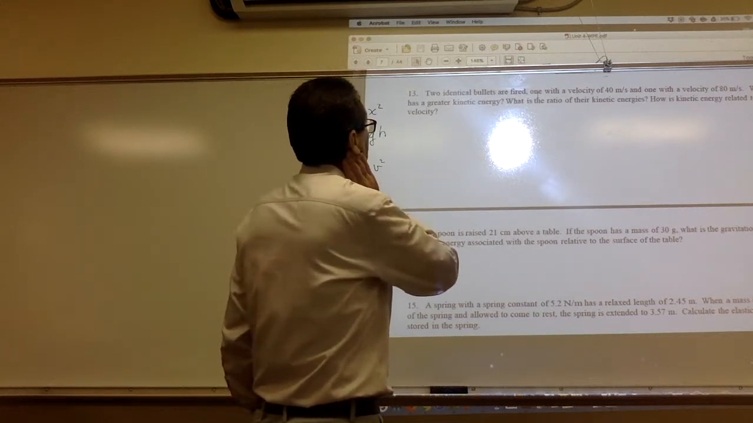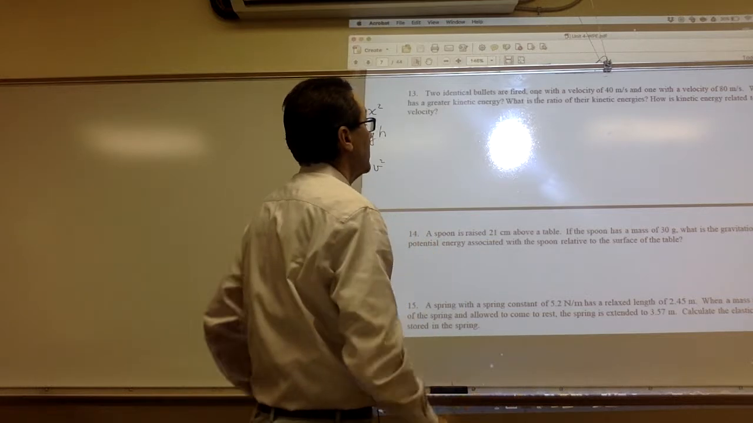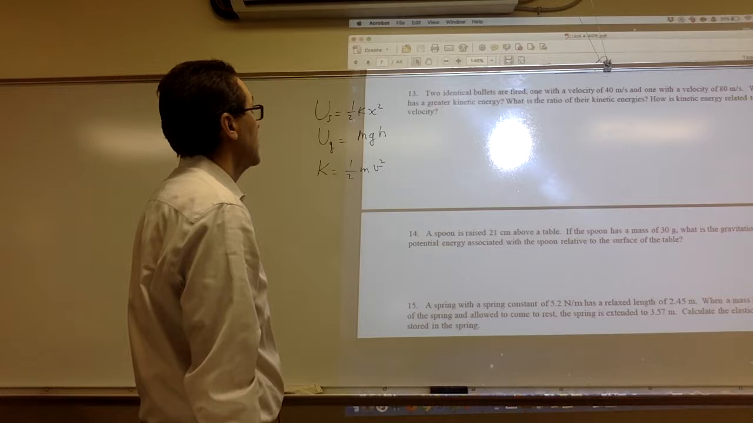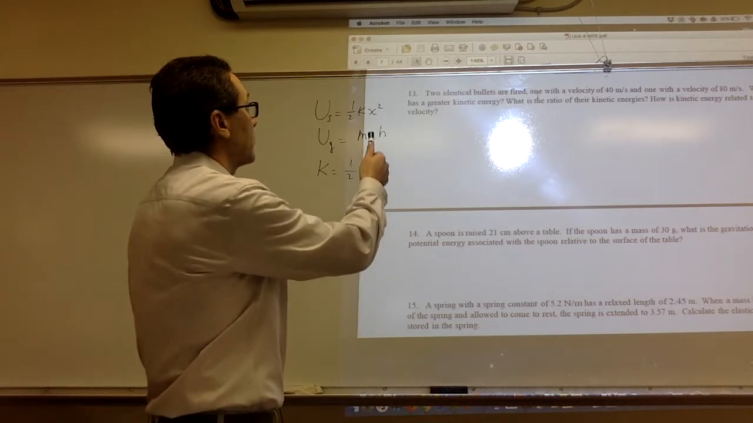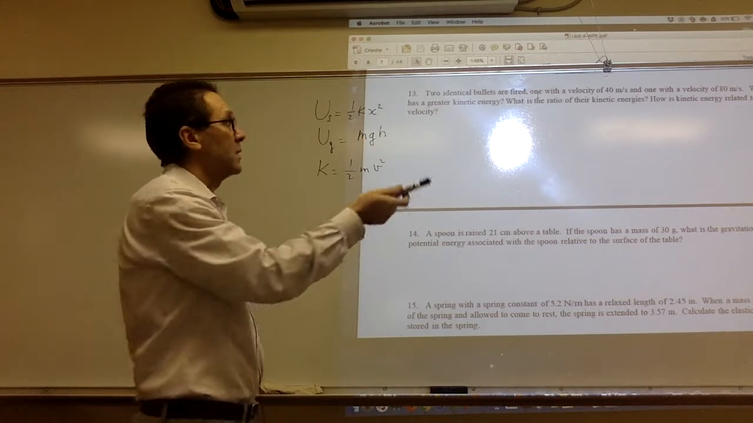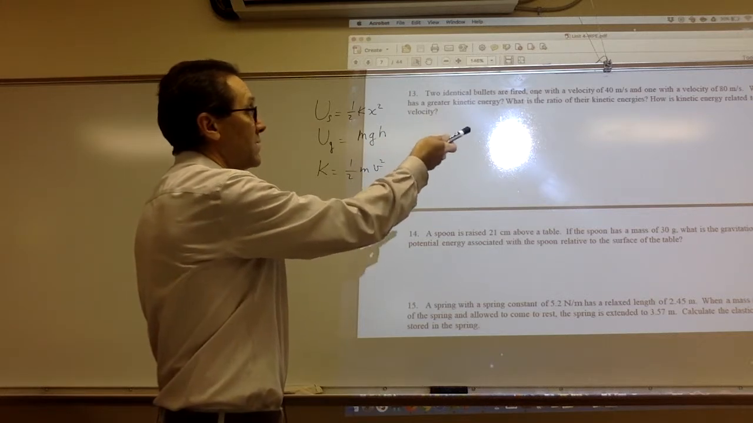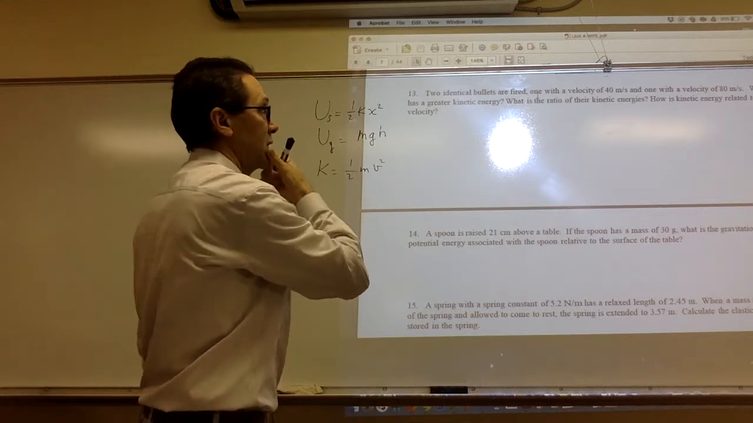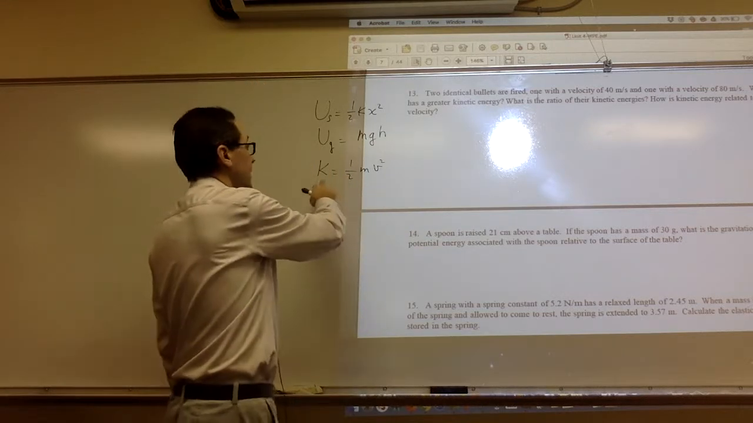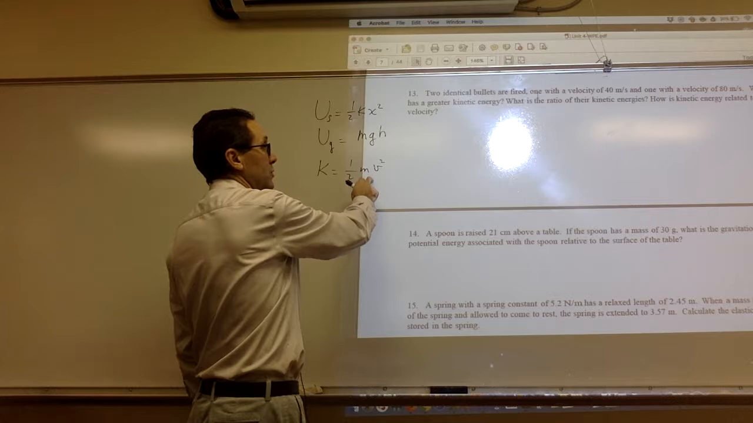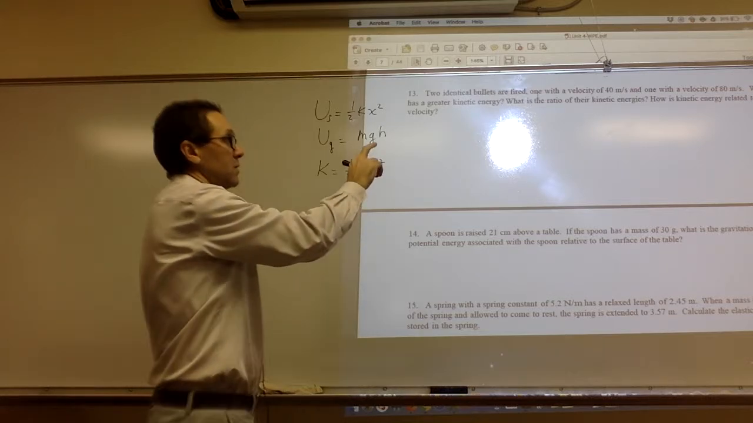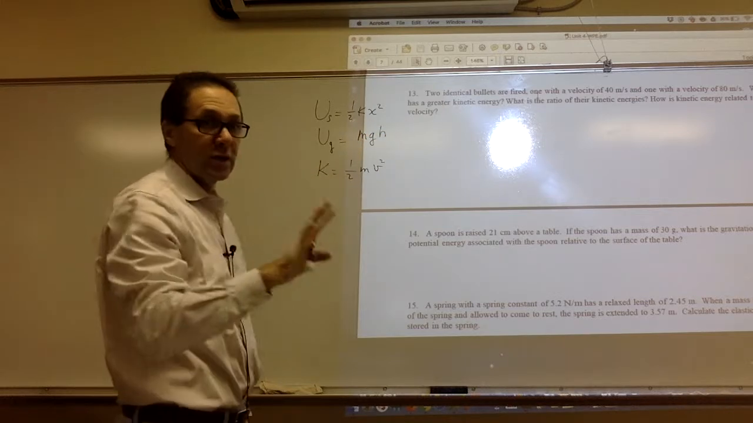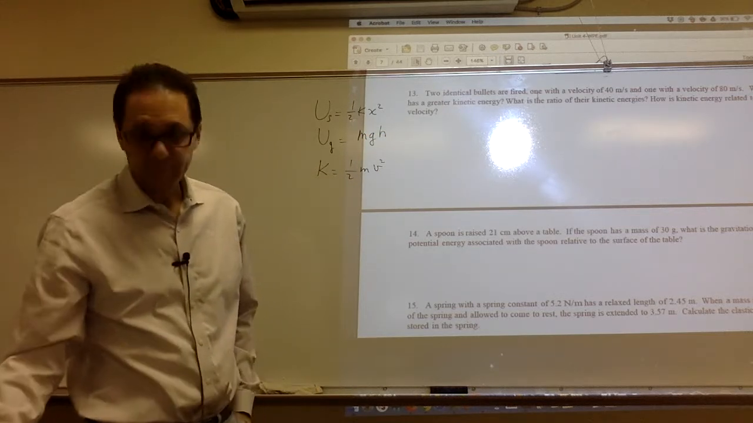All right. Two identical bullets are fired, one with a velocity of 40 meters per second and one with a velocity of 80 meters per second. Which has a greater kinetic energy? Well, they are identical, so the mass is the same. Obviously, the one that's going faster is going to have more kinetic energy. Now, the ratio, you can do the work, but you can see that since the kinetic energy is directly proportional to the square of the velocity, when you go from 40 to 80, you're doubling the velocity, so your kinetic energy would be 4 times as much.